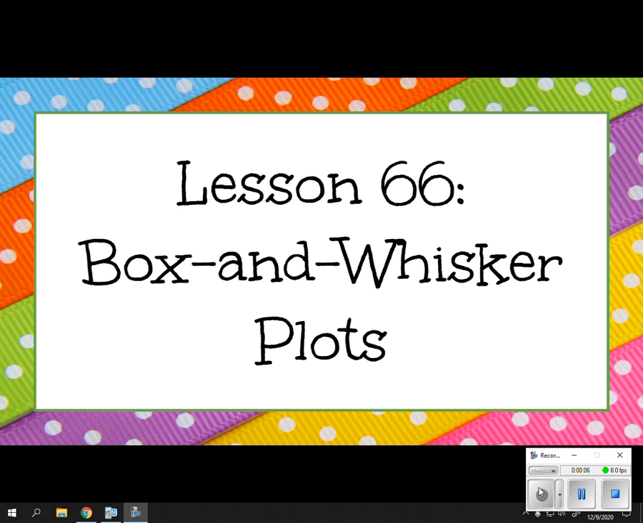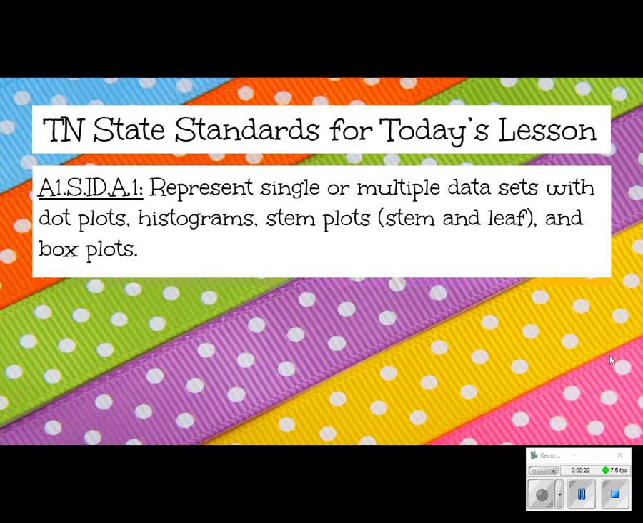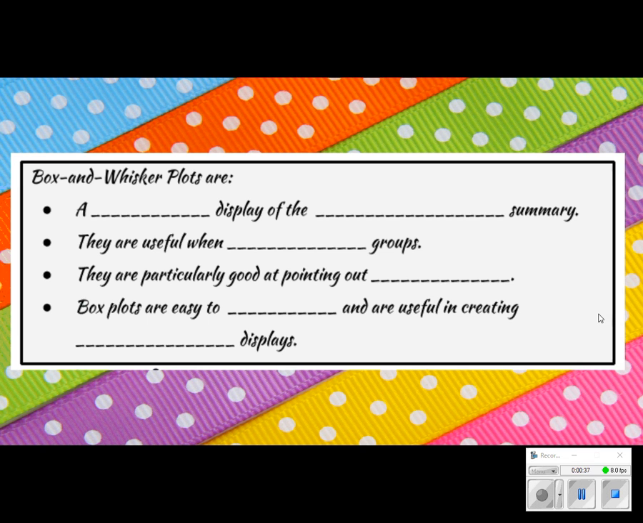This is lesson 66, Box and Whisker plots. So we are still representing data with plots. We've looked at dot plots and histograms and stem and leaf plots, and now it's time for box plots, or box and whisker plots. And it is still a part of this standard where we have to represent single or multiple data sets with, in this case, a box plot. We're on page 334 if you're following along in the notes.